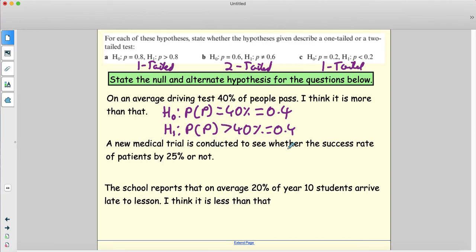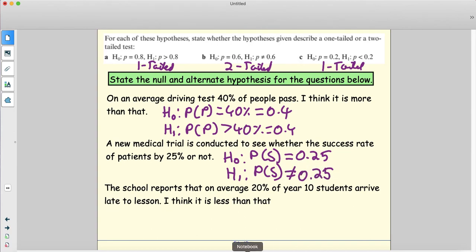A medical trial is conducted to see whether the success rate of patients is 25% or not. So my H0 here would be that the probability of success is equal to 0.25. And if I want to know whether it is equal to it or not, I don't know whether it would be greater than or less than, so it would be not equal to 0.25.